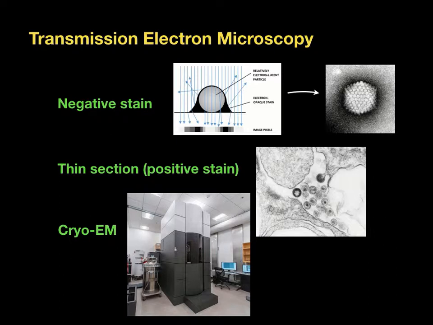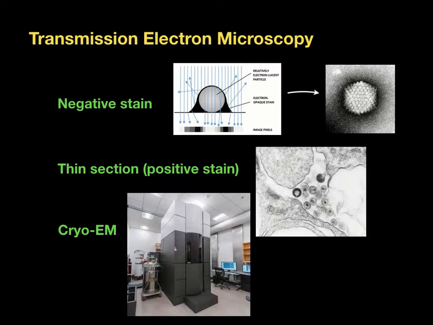So we use a solution that is electron dense, like uranyl acetate, for example, and that's going to accumulate in the little holes in the structure and also between the surface of the grid and the particle, and that's how we get these images. We have the electrons here; they are not going to pass through these electron dense parts, and then we get that image.